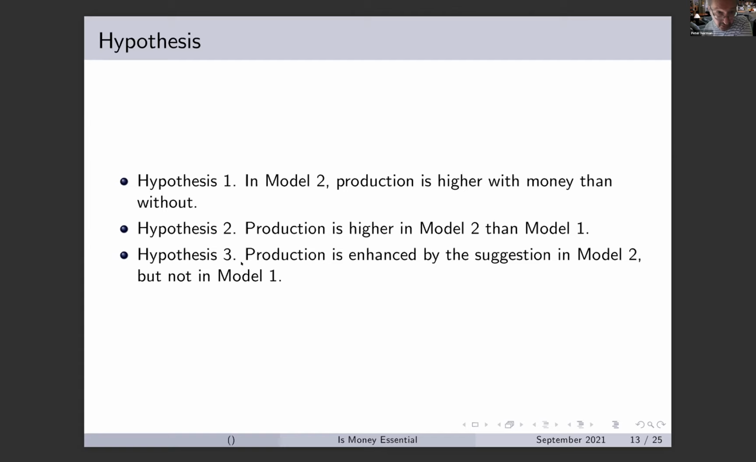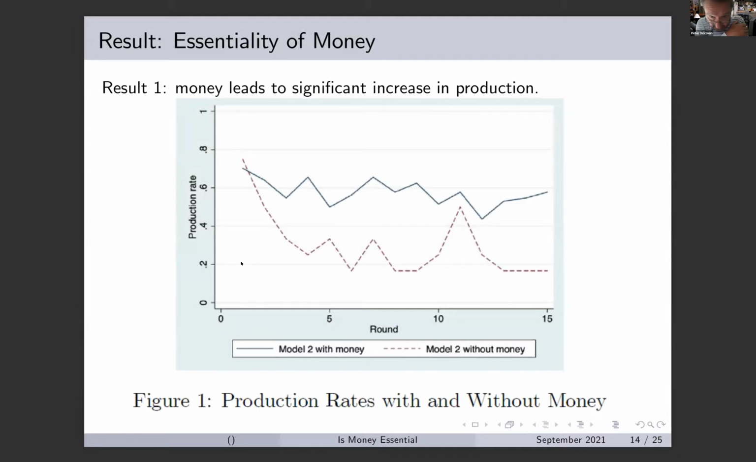So in terms of how it looks, we're just asking: does money help? Now, this is in model two with and without money. We see that this is where learning is important. Early on, there is quite a bit of production even when there is no money, which is inconsistent with equilibrium. But it rapidly falls to almost zero, whereas with money we see that the decline levels off and we have roughly 60% production.